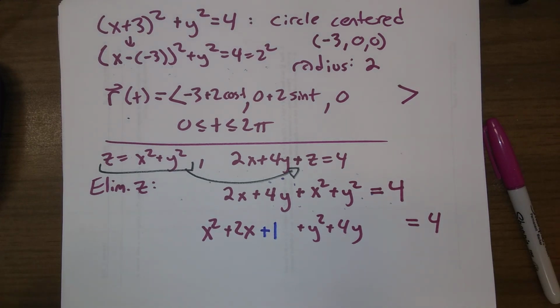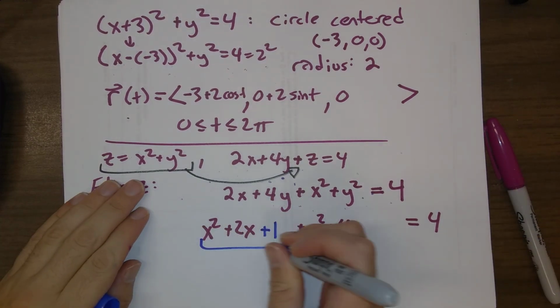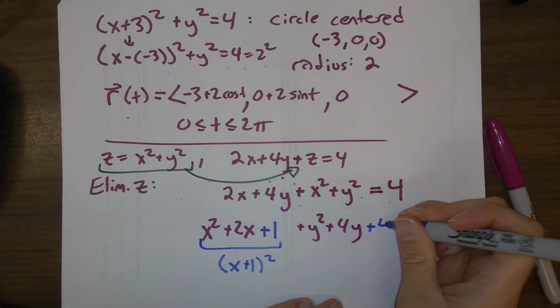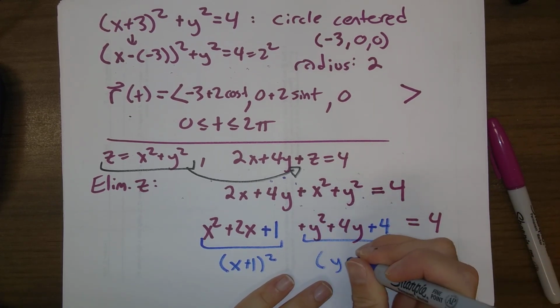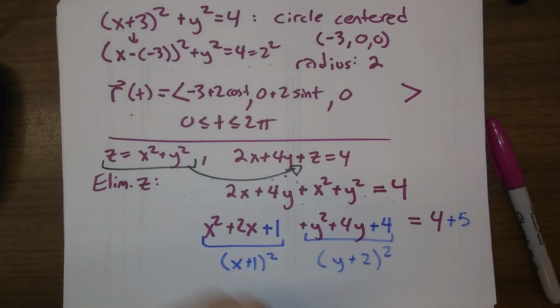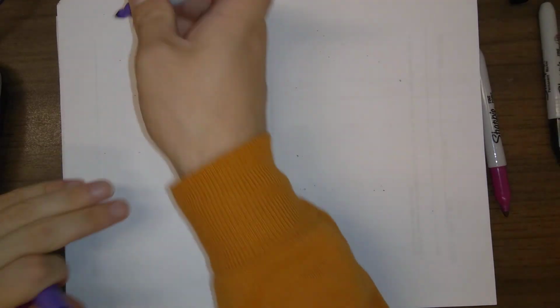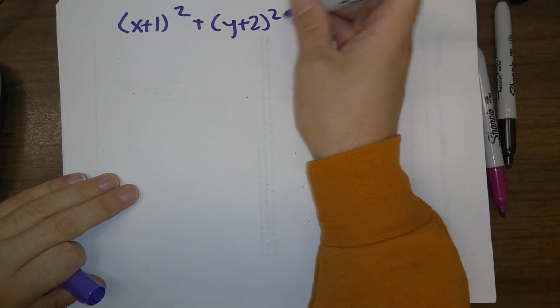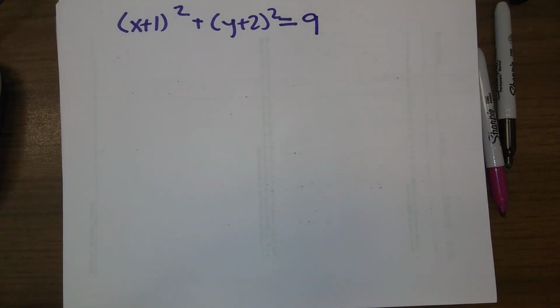So we'd like to have that plus 1 there, so this becomes x plus 1 squared. We'd like this to be a plus 4 here, so that becomes y plus 2 squared. So we just added 5 to that. Okay, what's going on? We have x plus 1 squared plus y plus 2 squared is equal to 9. So in the xy plane, this is a circle with center -1, -2.